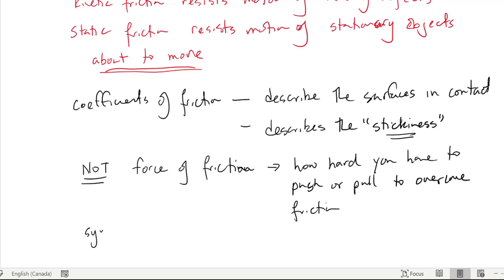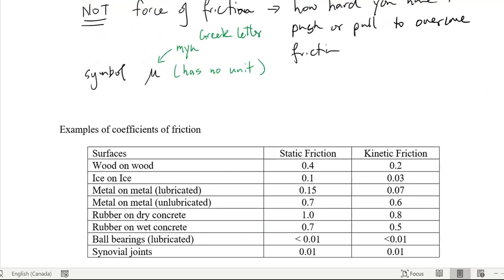The symbol for coefficient of friction is the Greek letter mu. It looks like a cross between an M and a U, and that's why it's called mu. So there's another Greek letter for you. That's the symbol, and it has no unit. So it's what we call a unitless physical quantity. Here are some examples of coefficients of friction.